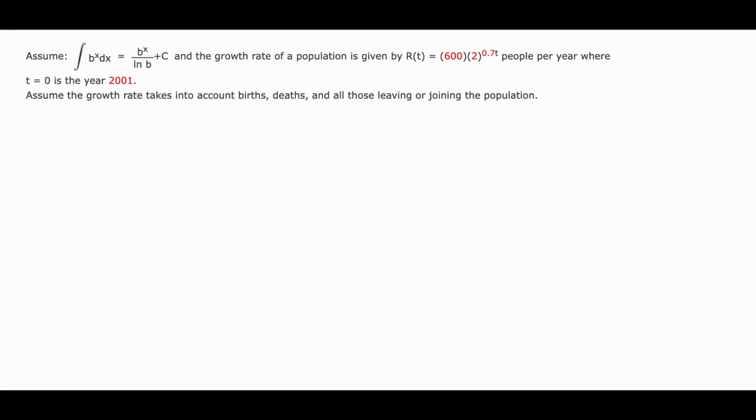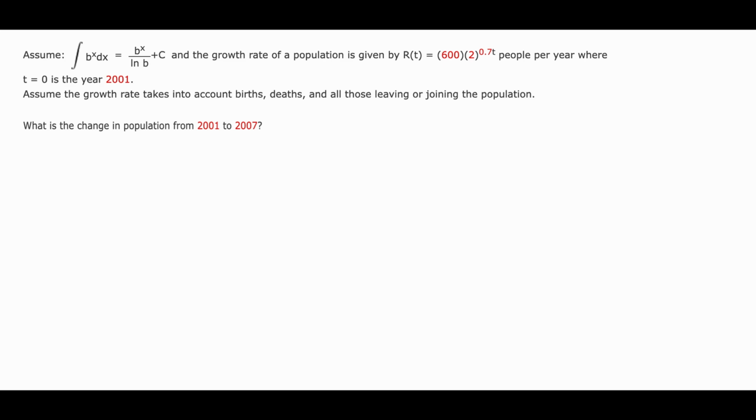Alright, let's say the growth rate of a population is given by R of t equals 600 times 2 to the 0.7 t people per year, where t equals 0 represents the year 2001. The growth rate takes into account births, deaths, and all those leaving or joining the population. What is the change in population from 2001 to 2007?